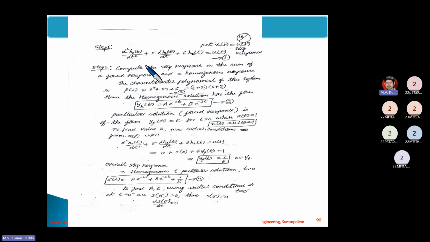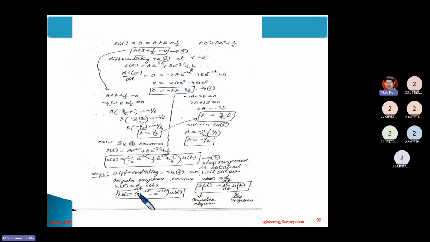Same procedure for the second problem also. y of t, 1 by 6. We will have one equation. For this equation, put s of 0 minus is equal to 0, differentiate this, and find the value. We will get two equations. For two equations we don't know the values of a and b. Find the values of a and b and substitute the values here.